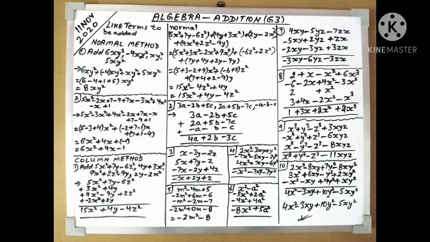And now see the final last question. 2x square minus 8xy plus 7y square minus 8xy square, 2xy square plus 6xy minus y square plus 3x square, 4y square minus xy minus x square plus xy square. So add accordingly using the column method and you will get the required answer.